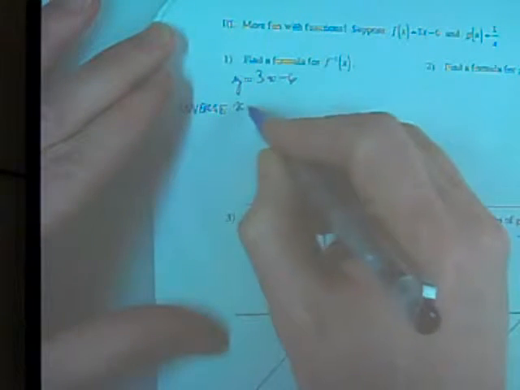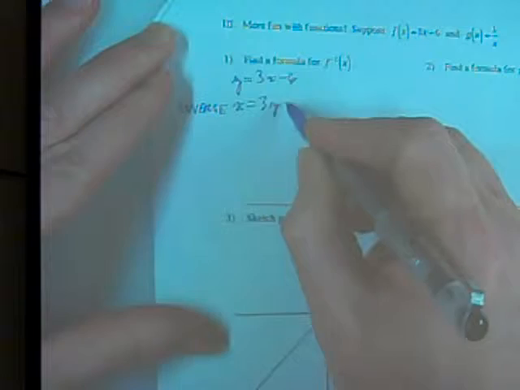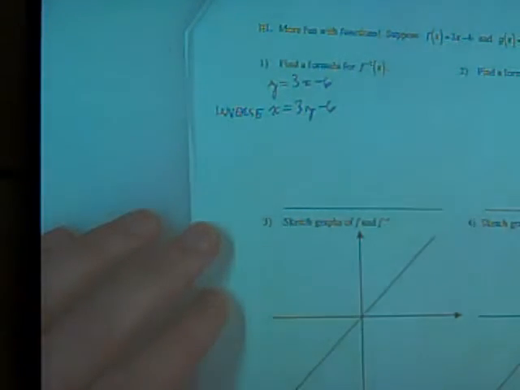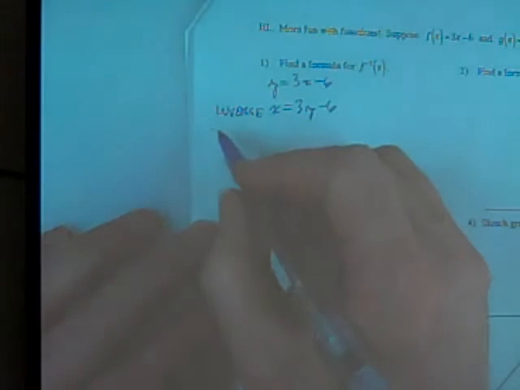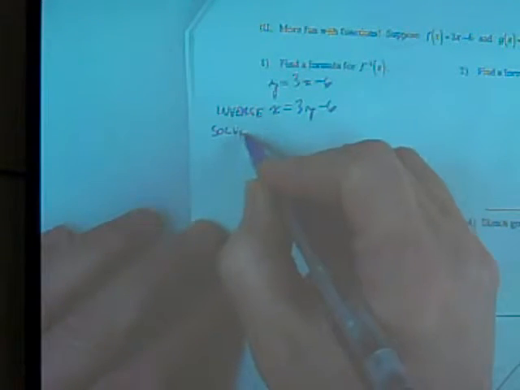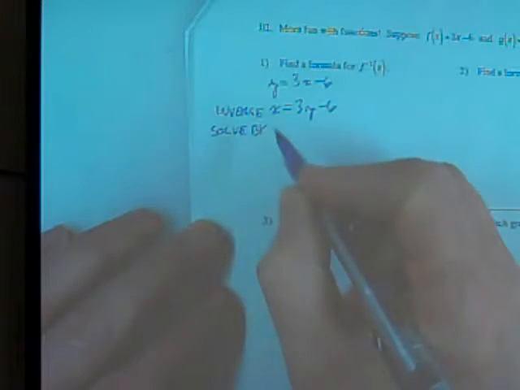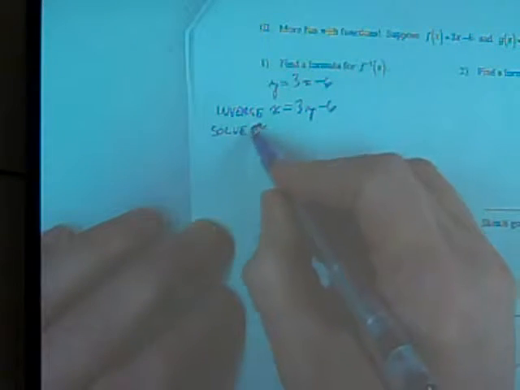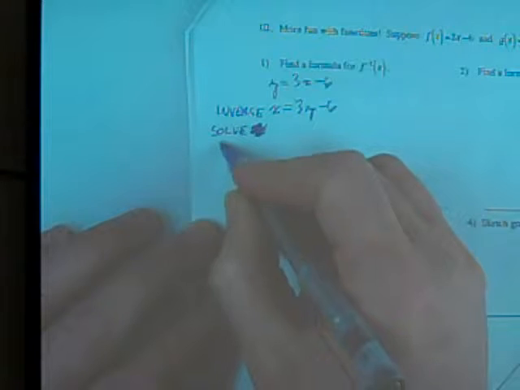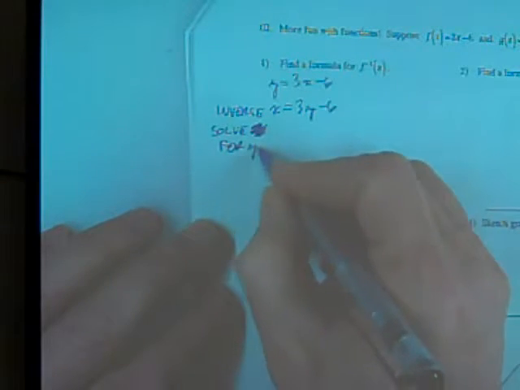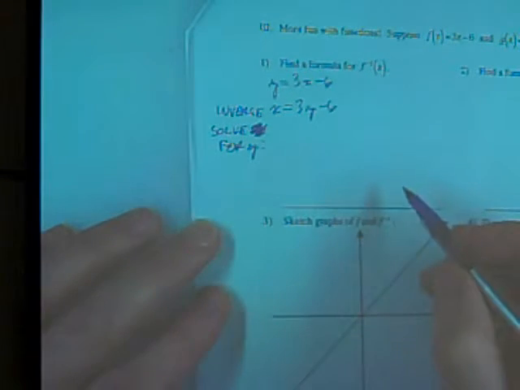And I can do that by writing every copy of y as an x and every copy of x as a y. And then I finish by solving for y. You can't speak and write at the same time. Solve for y. Okay, so let's see.